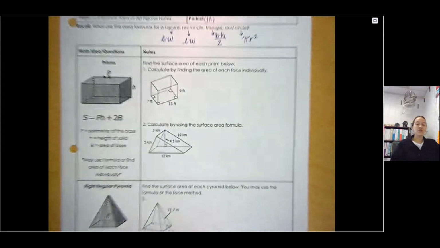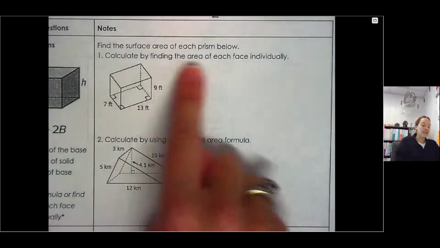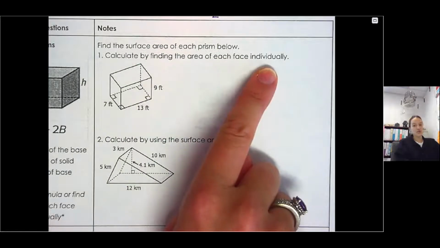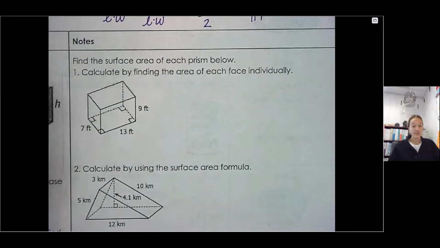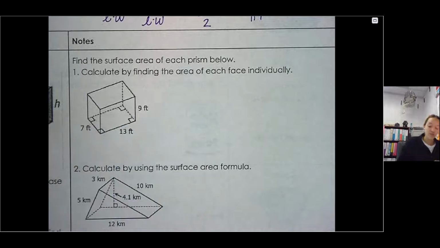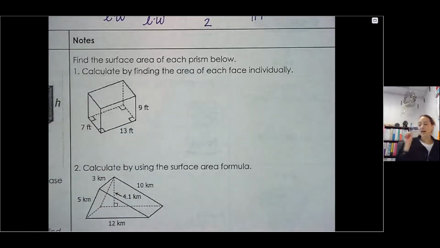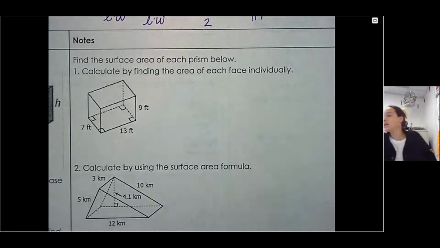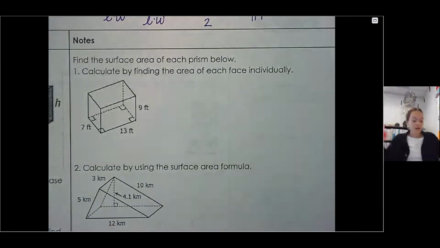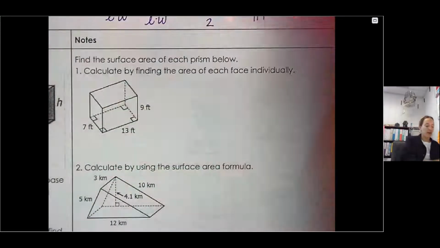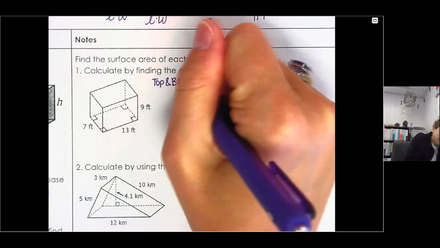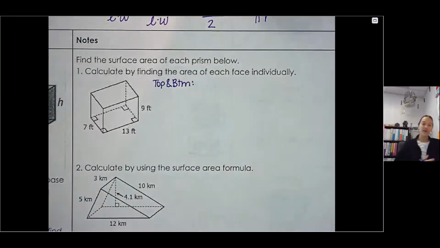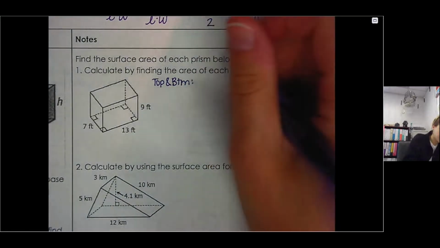So let's take a look at number 1. It says calculate the surface area by finding the area of each face individually. So that means each square or each rectangle individually. This is obviously a rectangular prism. So the first thing I'm going to do is find the area of the top and the bottom rectangle. So this is the shape here. Okay, so top and bottom. Now we know how to find the area of a rectangle. It's just length times width or base times height.